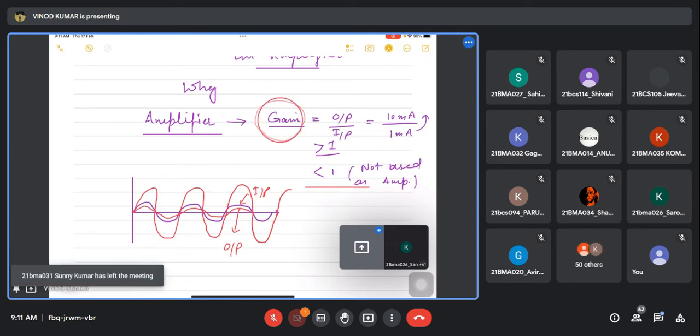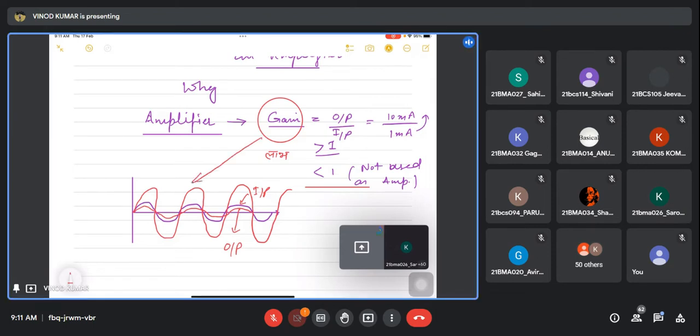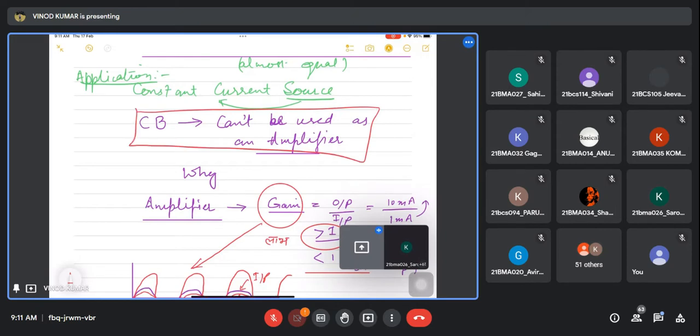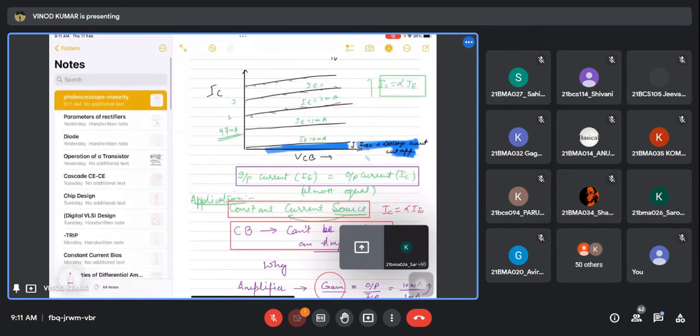Gain means हिंदी में इस gain को क्या बोलते हैं? लाभ, right? So gain should be higher. That should be greater than 1. So that's why common base configuration cannot be used as an amplifier, but it can be used as a constant current source, right? Because IC is equal to alpha of IE in this. Okay. So now let us come back to a new topic.